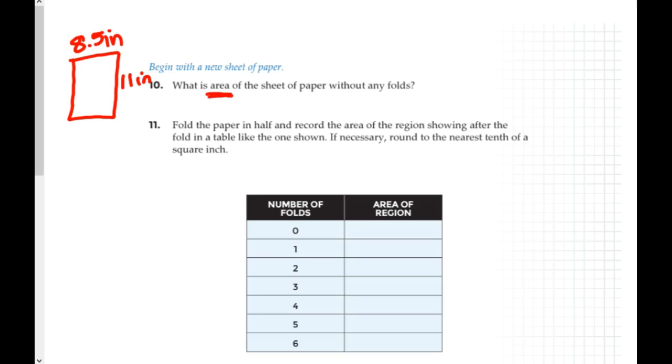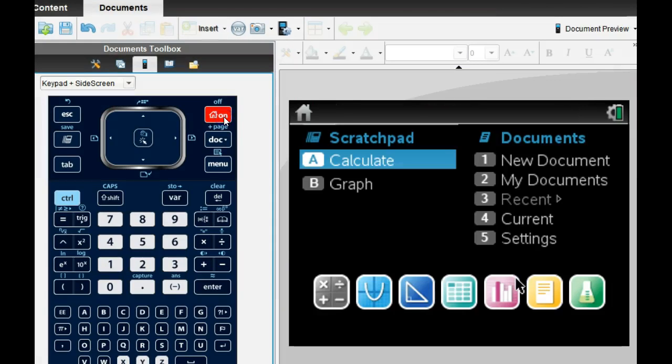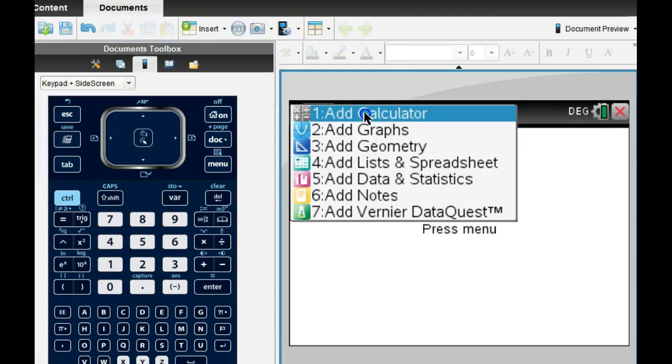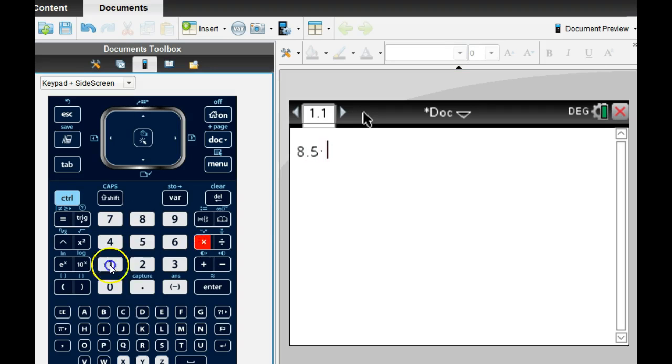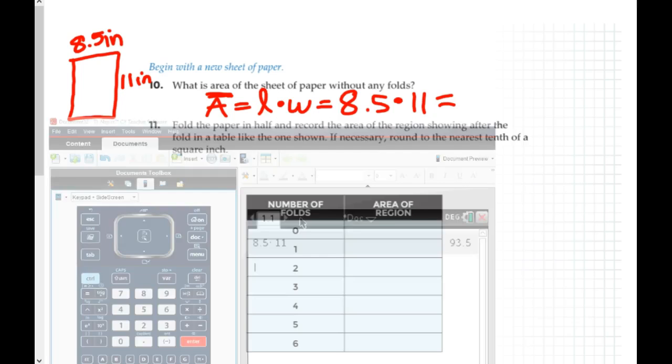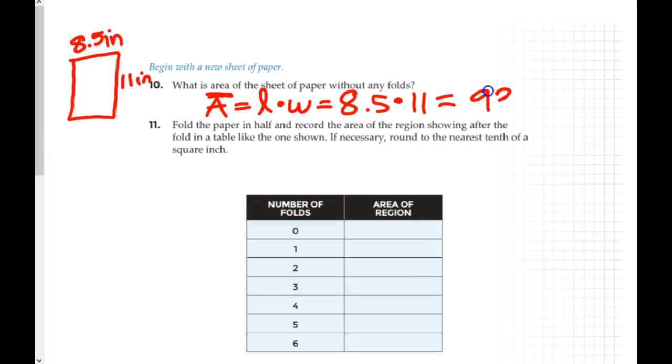Now it says, what's the area? How do I find the area of a piece of paper or any rectangle? Length times width. No perimeter. Length times width, right? So area equals length times width, which is 8.5 times 11. What's 8.5 times 11? 93.5.